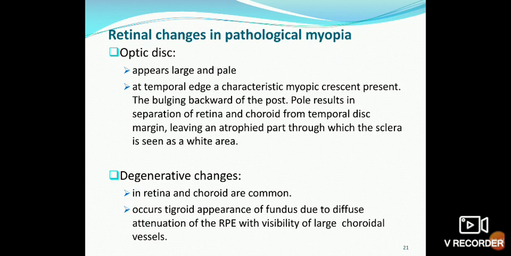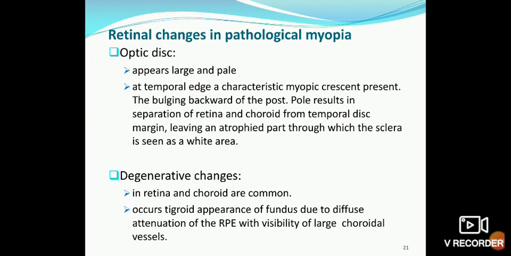Why? Because there is excessive growth of the posterior segment, or the posterior segment will outpouch. Because of this outpouching of the posterior pole, the temporal retina and choroid get separated from the temporal margin of the optic disc. Because of this, the underlying sclera is visible, and this is responsible for this crescent.